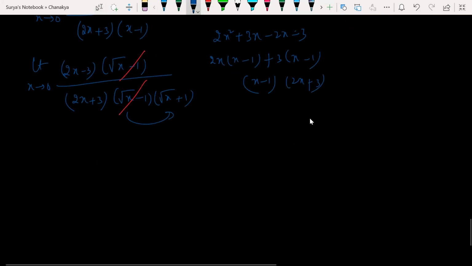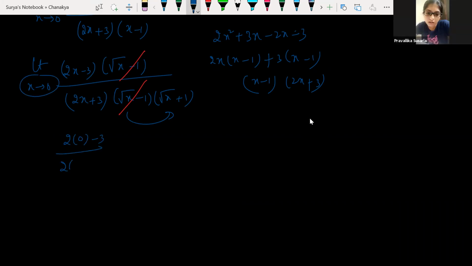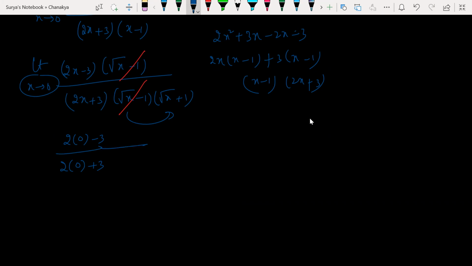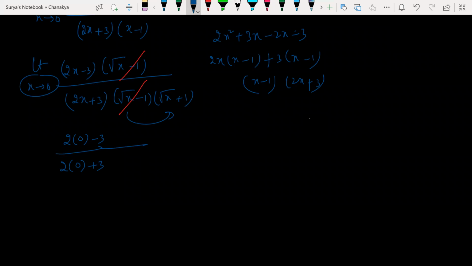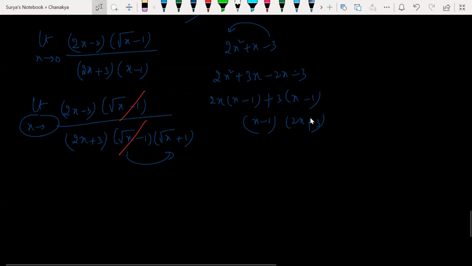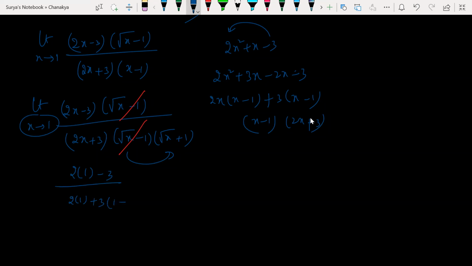Now substitute the 0 here. 2 into 0 minus 3. I'm substituting the limit value. So limit x tends to 1. So 2 into 1 is 1, minus 3 divided by 2 into 1 is 1, plus 3 divided by 1 plus 1. So minus 1 divided by 2 plus 2. So minus 1 by 10 is the answer.